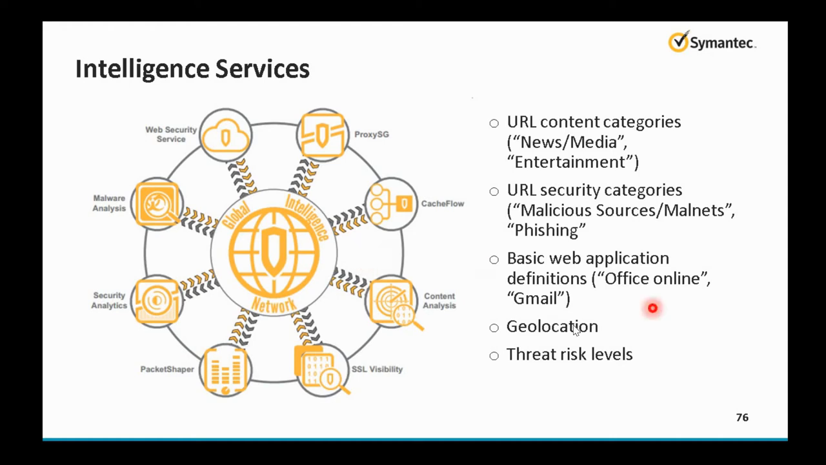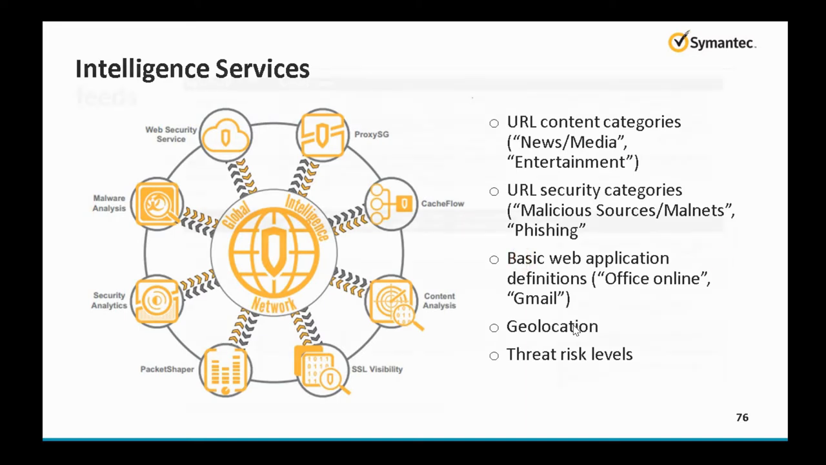Besides that, it also includes the application classification, geolocation database, threat risk level database, and many others. So those databases that are hosted as part of the Global Intelligence Network, we are using intelligence service. The name of the service is intelligence service. It is a subscription service that will be purchased separately so that your proxy is able to download the databases based on what database you want to use.